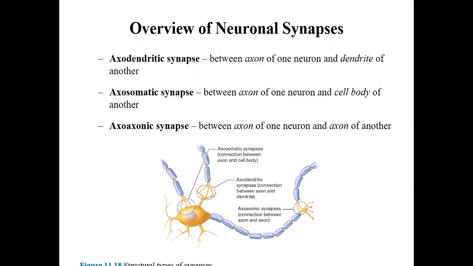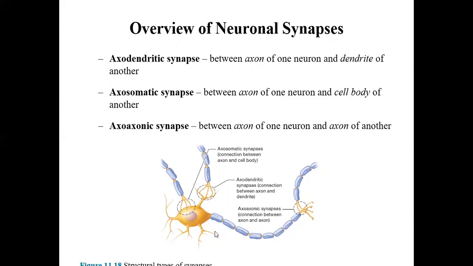So a couple of vocabulary words based on synapses. If you have an axodendritic synapse, the name tells you what it's referring to. Axo is referring to the axon or the nerve cell, and dendritic is referring to the dendrites. And so this is a synapse, or a junction, between an axon of one neuron and a dendrite of a different neuron. So if you take a look at the diagram, this is figure 11.18.